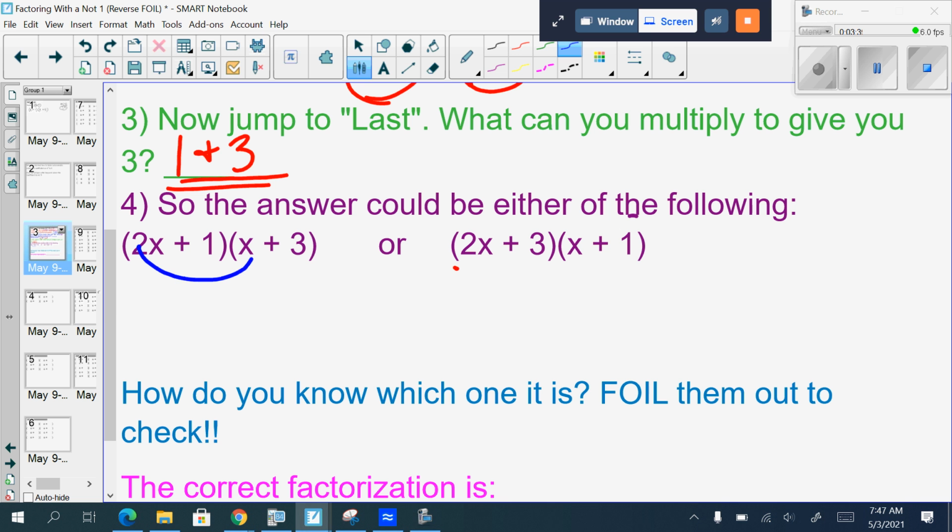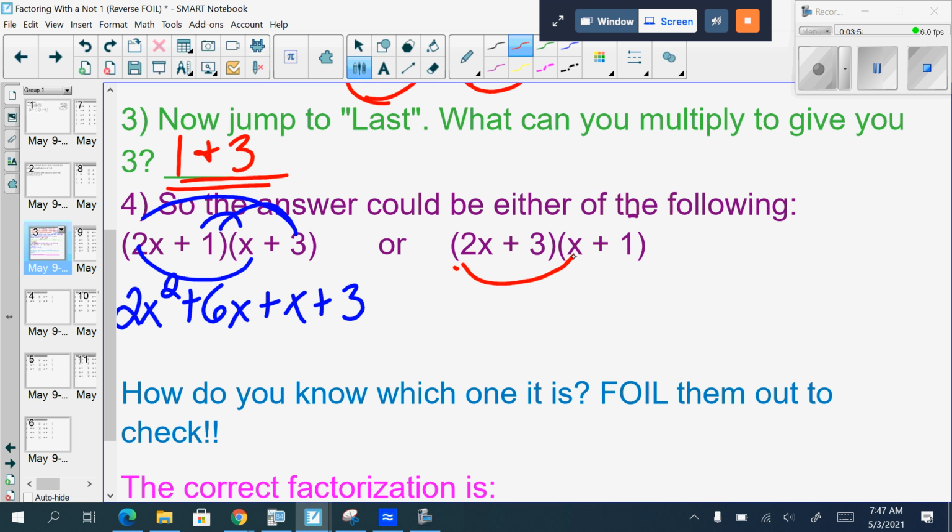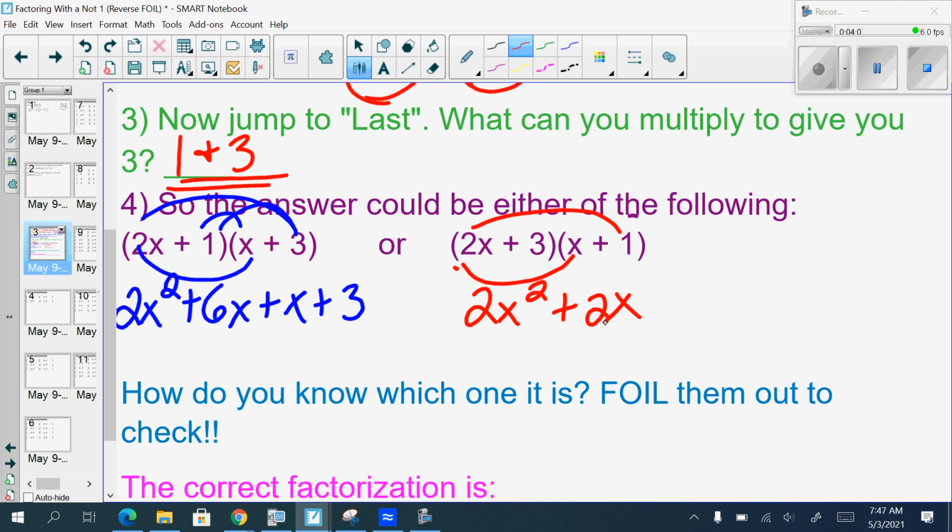2x times x is going to give me 2x squared. Make sure you're doing this on your paper with me. Outer, 2x times 3 is going to give us 6x. Inner, 1 times x is going to give us 1x. Last, 1 times 3 is 3. Let's go over and do this one. 2x times x is 2x squared. Outer, 2x times 1 is 2x. Do you notice the difference so far? Over here, 2x got multiplied by 3, okay?